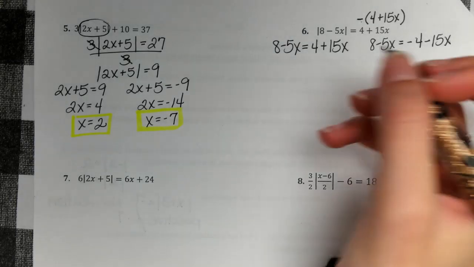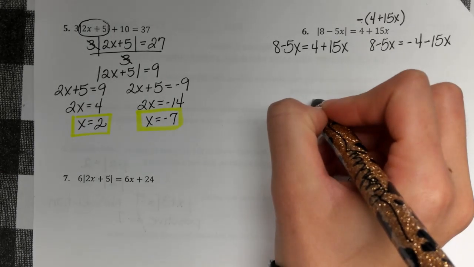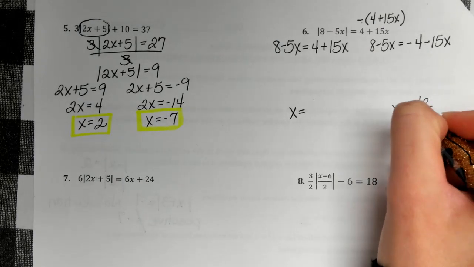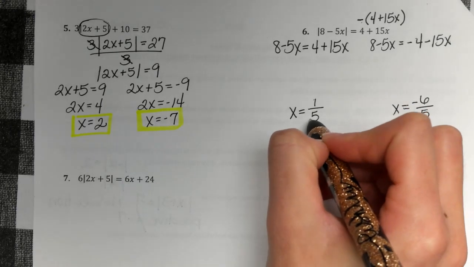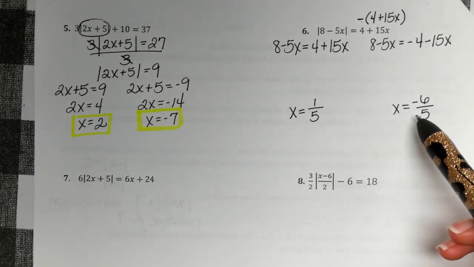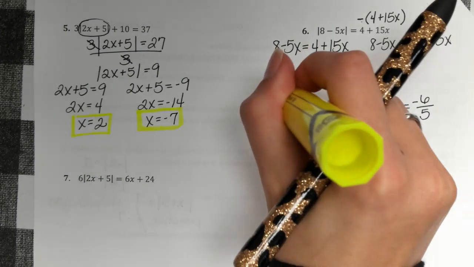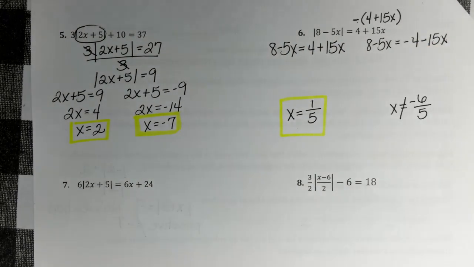Okay, the left side. You should have x equals... this one should be 1/5, right? The negative one gives you this one? Yep. Okay, are they both solutions? No. The 1/5 should be a solution. That negative 6/5 should be extraneous.